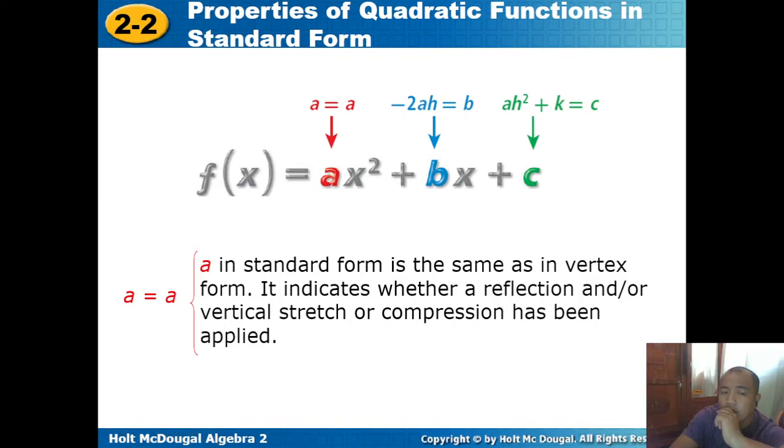So a equals a. A in standard form is the same as in vertex form. It indicates whether a reflection and/or vertical stretch or compression has been applied.